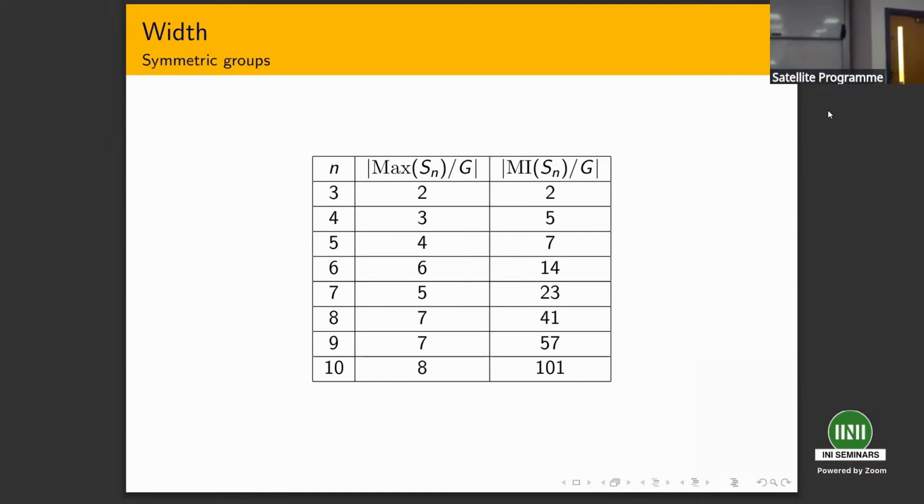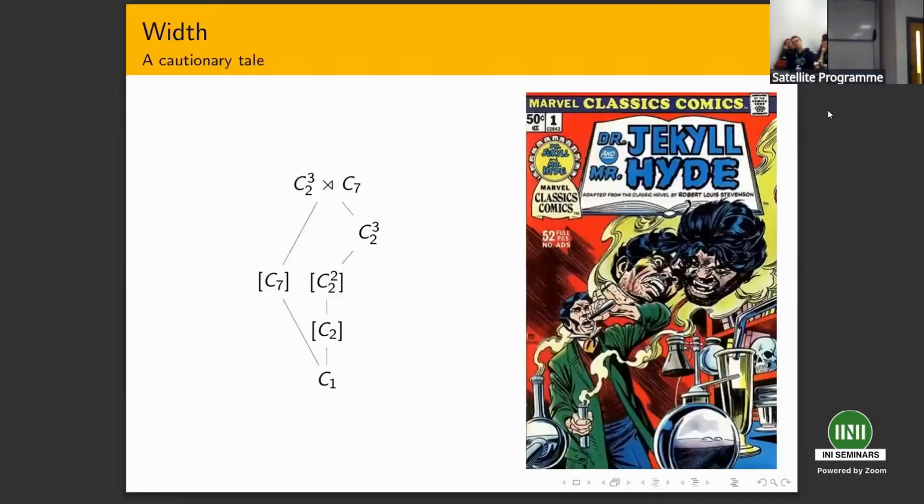So I don't know what this sequence is. These are just some numerical values we have. Ideally, I'd like to sit down and prove asymptotic bounds for these things, but we all know how easy the symmetric groups are when you really try and do stuff with them. So, cautionary tales, yes.